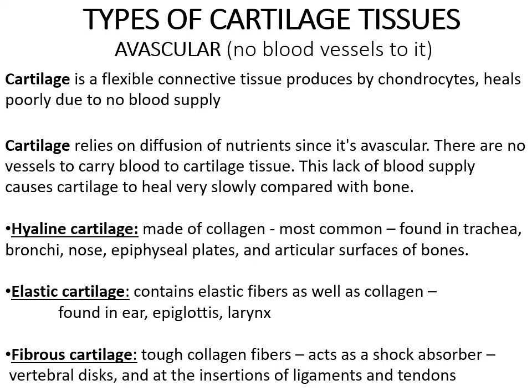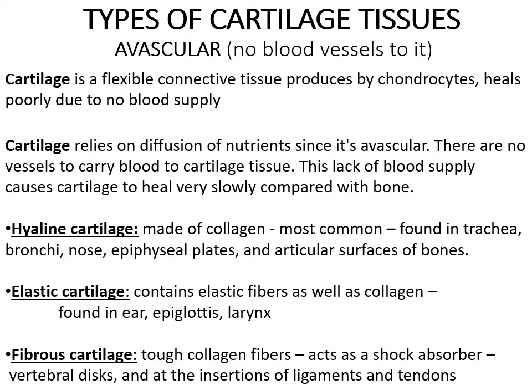Hyaline cartilage would be the most common. And where do we find hyaline cartilage? Well, in the tracheal rings, in the bronchial tubes, in your nose, there's some hyaline cartilage. The epiphyseal plates, those growth plates, have hyaline cartilage. And also the articular surfaces of bones, so the joints, have hyaline cartilage. So it's nice, smooth cartilage, very good for joint articulation.